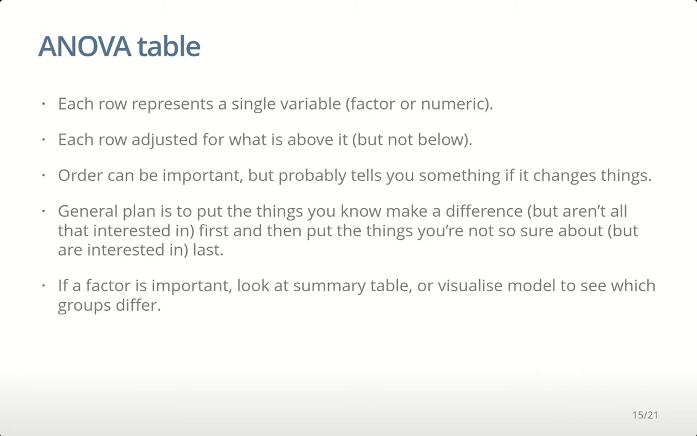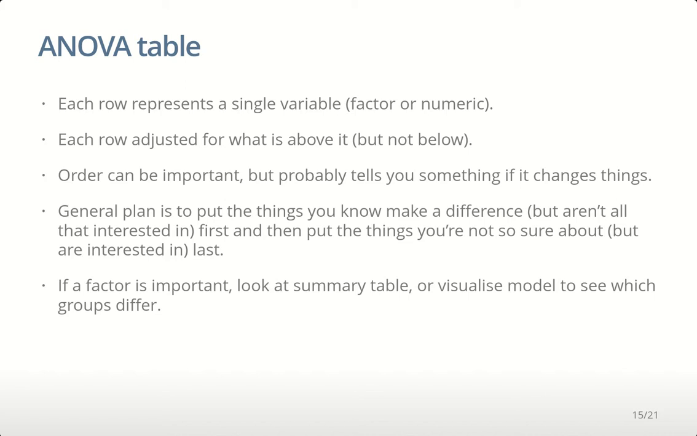Right, so in the ANOVA table, each row represents a single variable, regardless of if it's a categorical variable with lots of groups or if it's a numeric variable. Each row is then adjusted for those things that are above it but not below. So that's why the order is important. If you change the order and things change quite dramatically, it just means that some of your variables contain information that contributes to the other one, right? There's correlation present essentially. So it's kind of useful stuff to know.